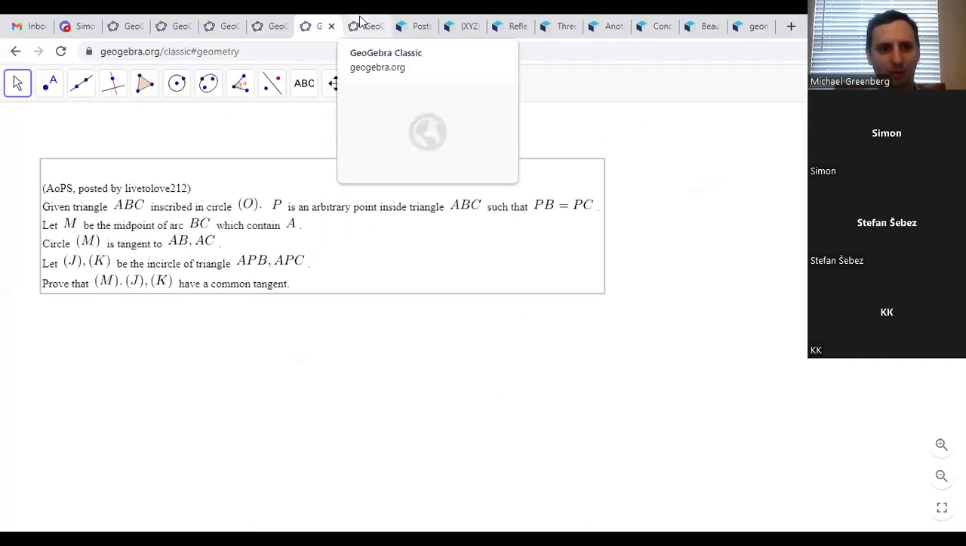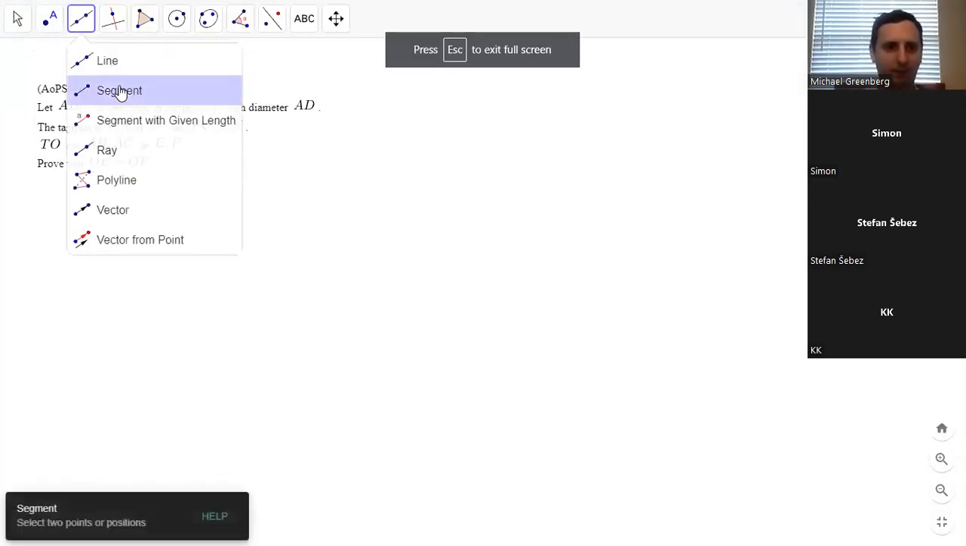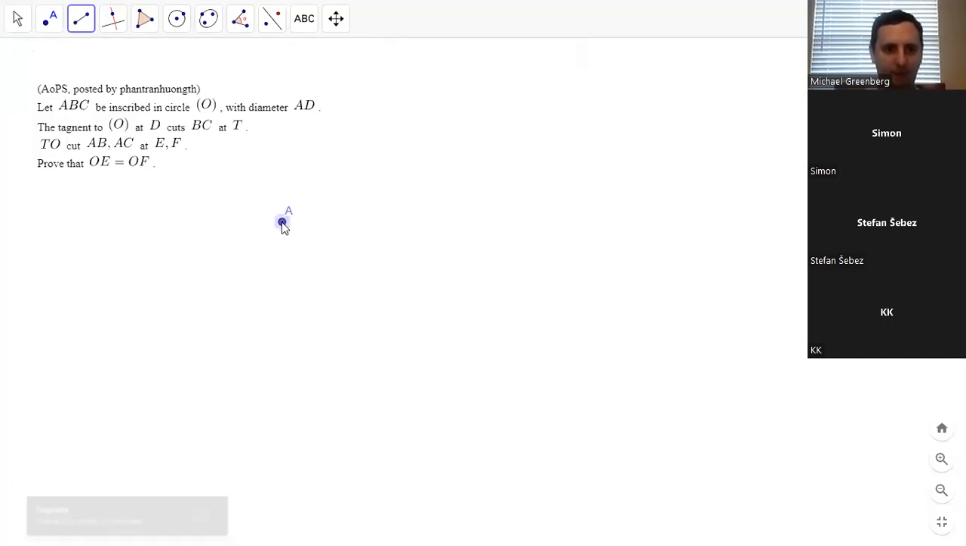So this last one, this one's kind of interesting, but this last one I think is a little easier. So let's see if we can solve this and then we can try going back. So we have a circle with diameter 8b.